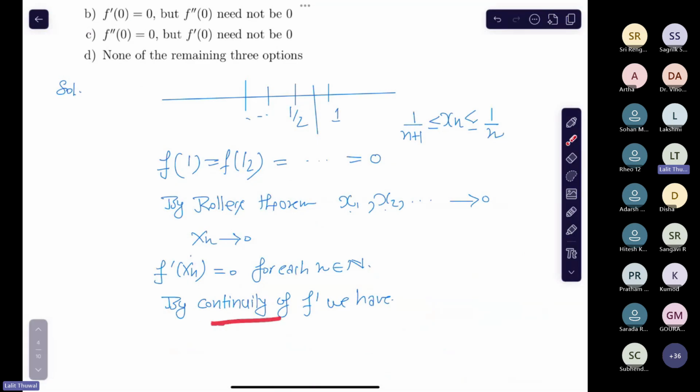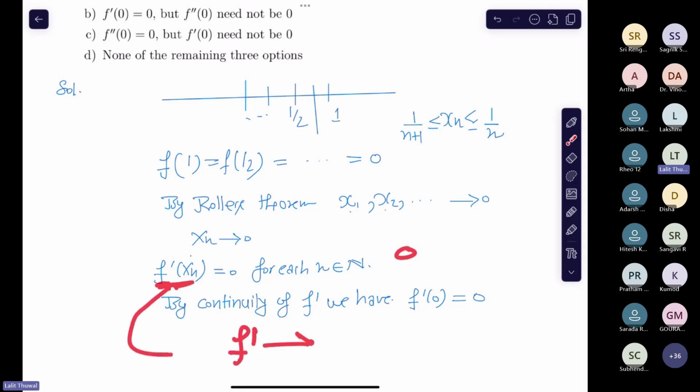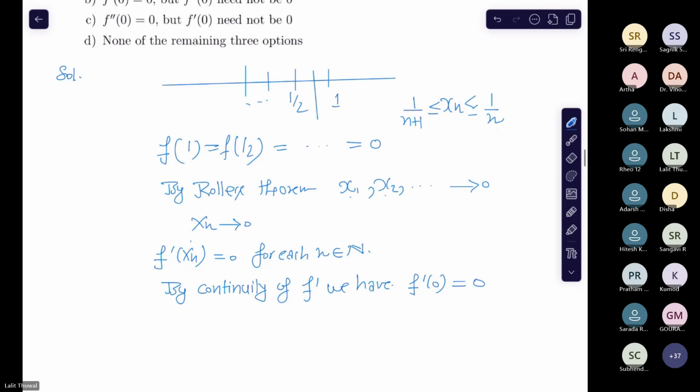So that's why f' will be continuous. By continuity of f', we get that f'(0) = 0, because this f'(xn) is a zero sequence. It will converge to 0. But at the same time, continuity tells us that this f'(xn) must converge to f'(0). But the sequential limit of a sequence is unique. So both these are equal, right? Okay. So in this way, we get f'(0) is 0.